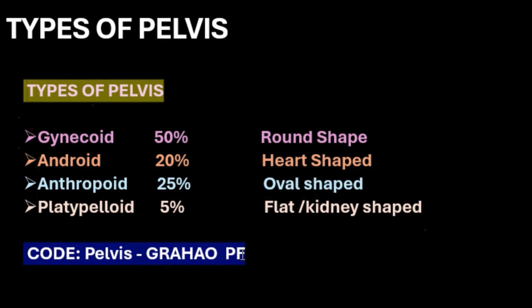Here the code is Grahau PF. So pelvis Grahau PF, that is the code. So GR, gynecoid round; H, android heart shaped; AO, anthropoid oval shape; then PF is for platypelloid flat shape. So this kind of short forms, if you remember, you can immediately connect between the options and you can eliminate the wrong options and quickly find the right option with these memory tricks.